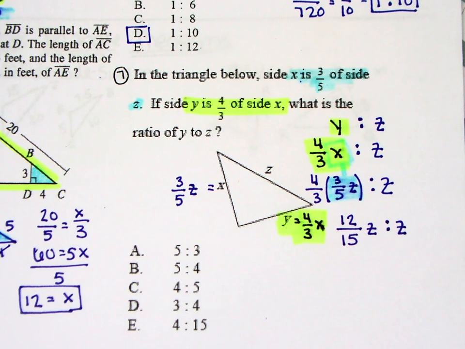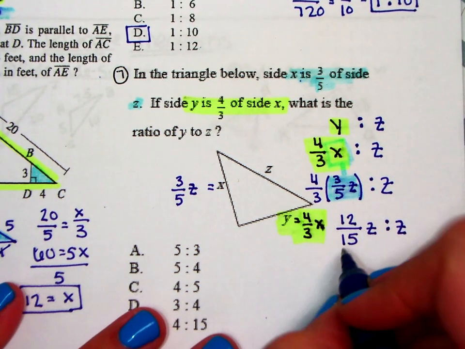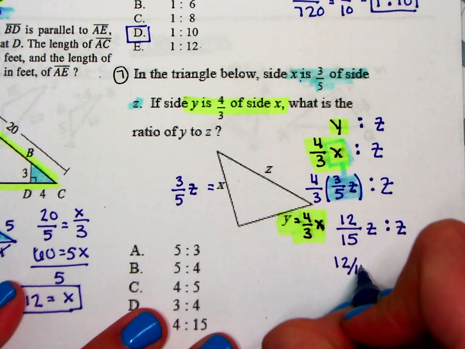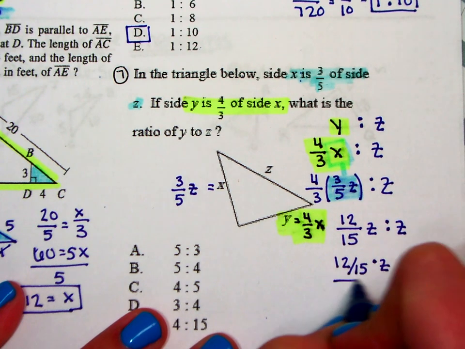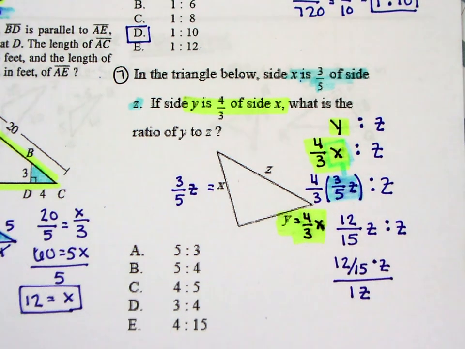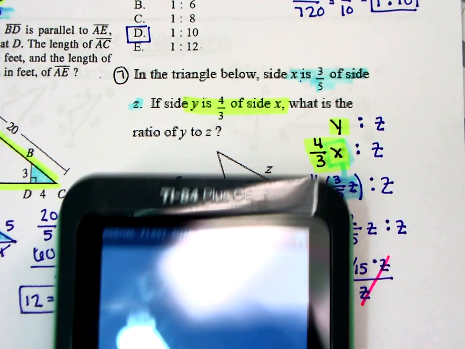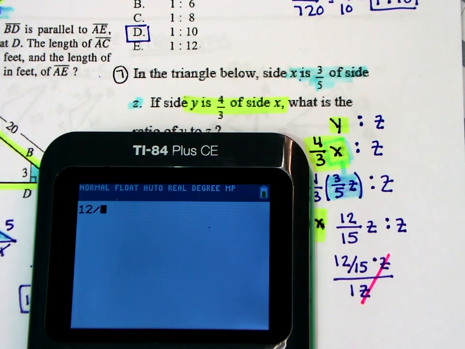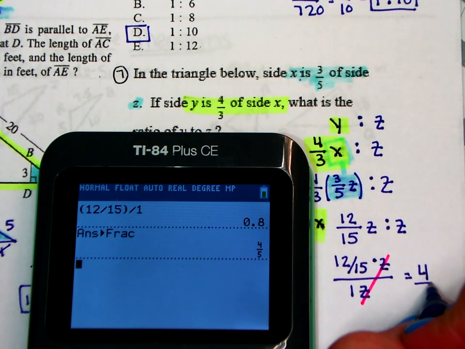Now what I'm going to do is write it as a fraction to simplify. So I'm going to do 12 over 15 times Z, all over basically 1Z. Notice how we have a Z in the top and the bottom of the fraction, which means they will cancel. And then in my calculator, I'm going to simplify 12 over 15 divided by 1. So 12 over 15 divided by 1 gives me a decimal. Math, enter, enter, gives me a fraction of 4/5.